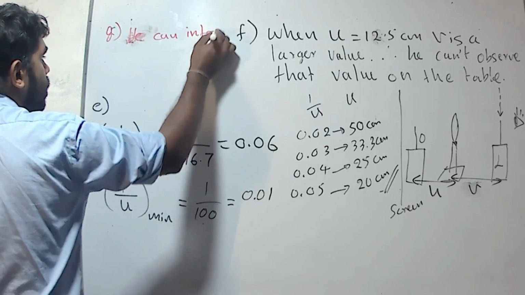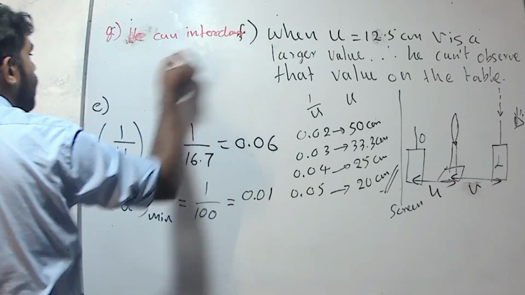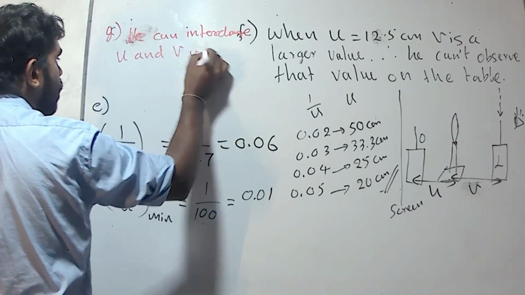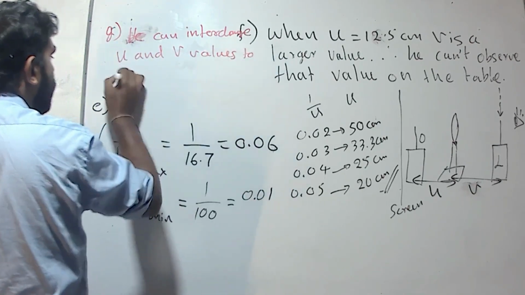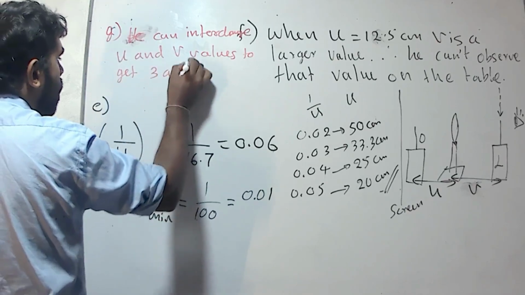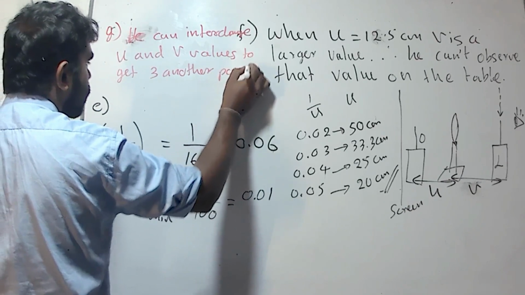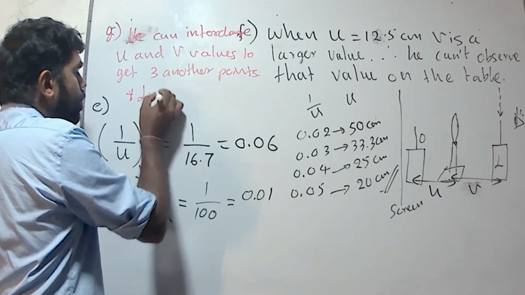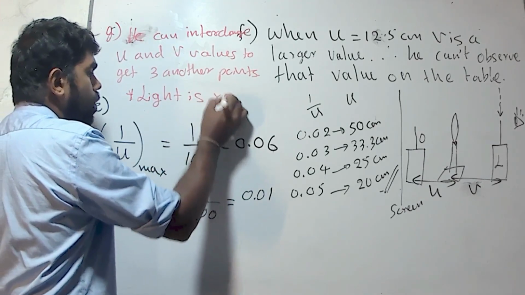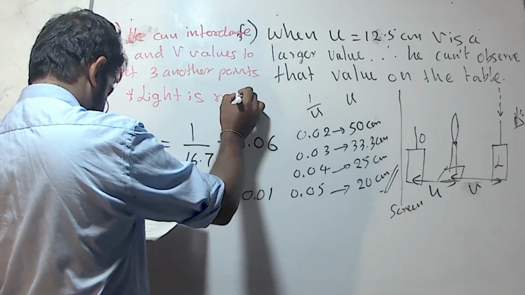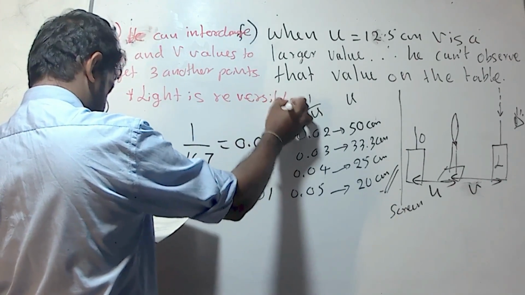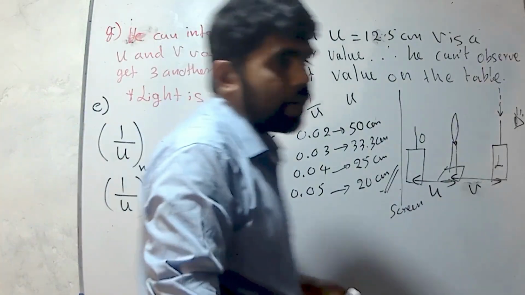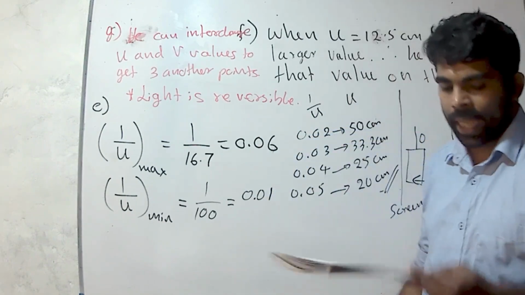We can interchange U and V values to get another 3 points. We can write the reason: light is reversible. Therefore, we can interchange the position of object and image.